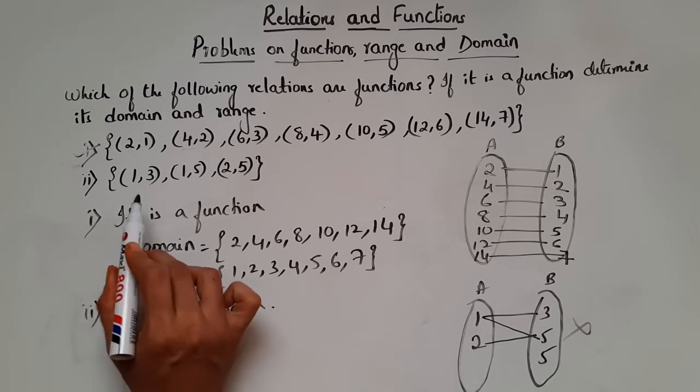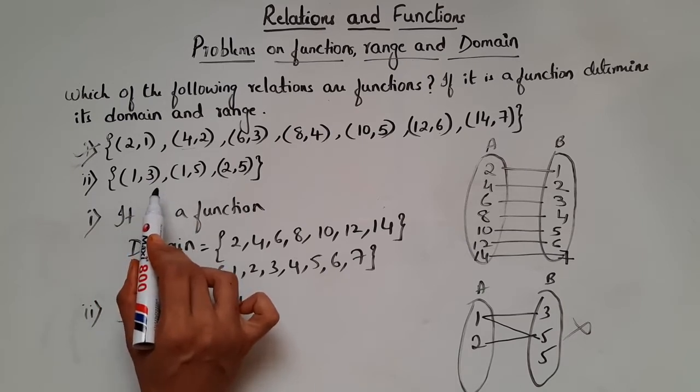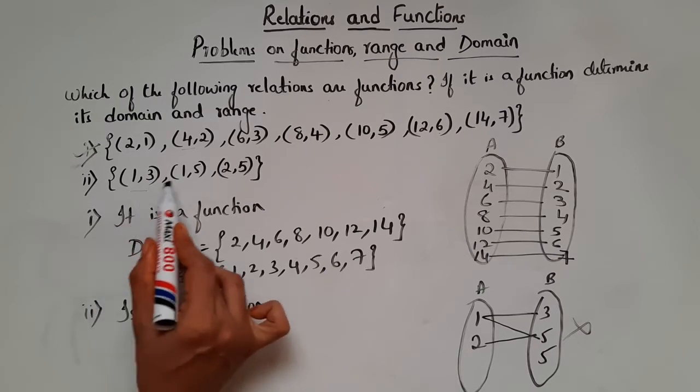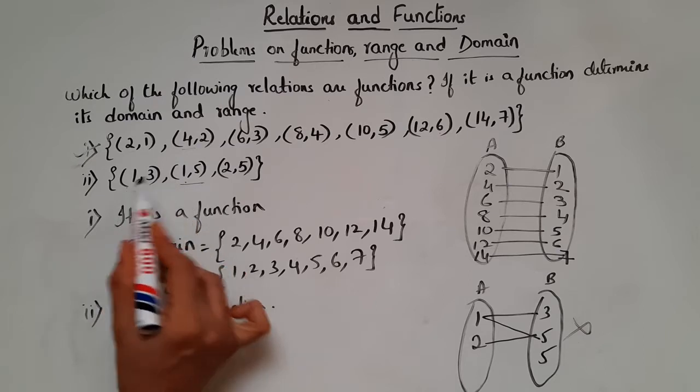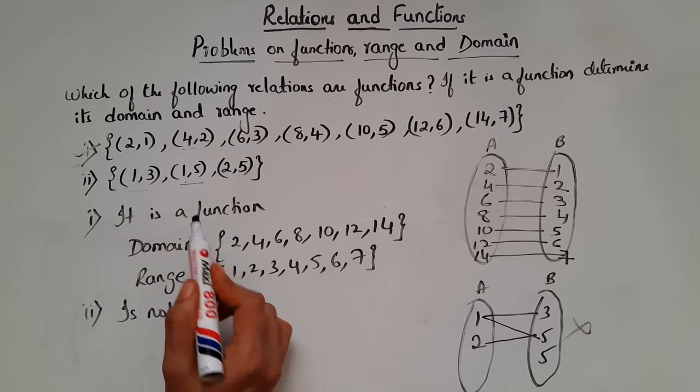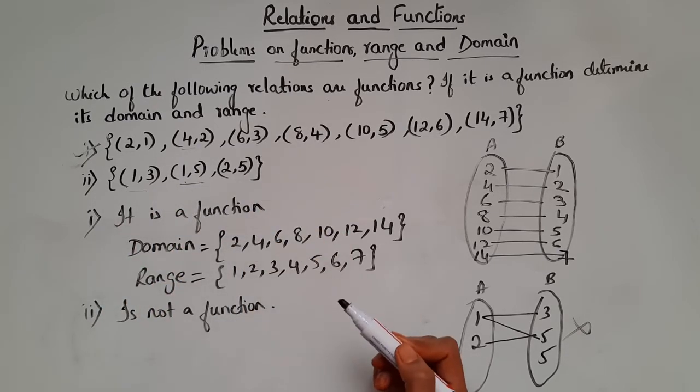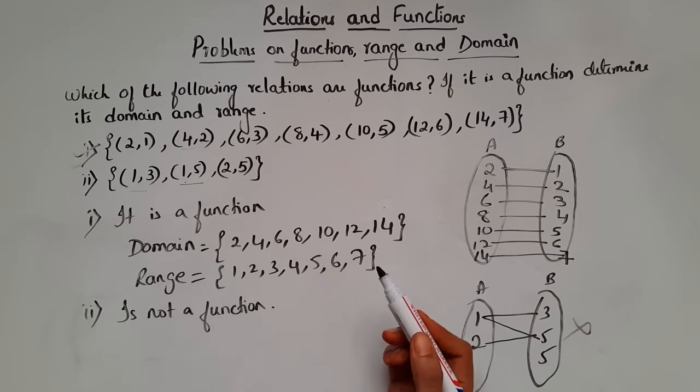Here you can also see the no two distinct ordered pairs should have same first element. Here if you see these two ordered pairs, first element is 1 and 1. From there also you can say this is not a function, right? So I hope this is clear. Now let's move on to the next question.